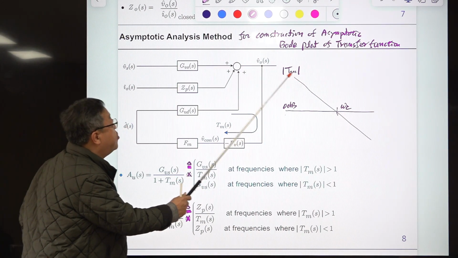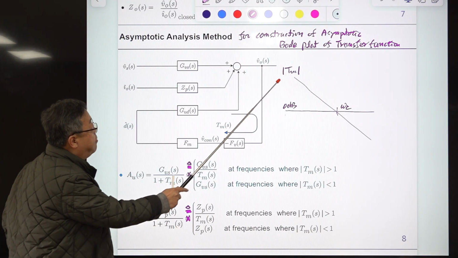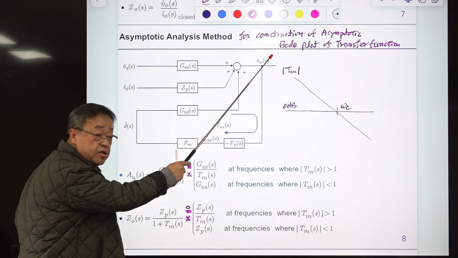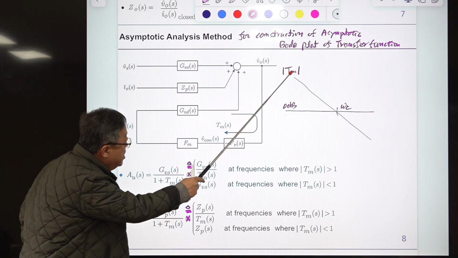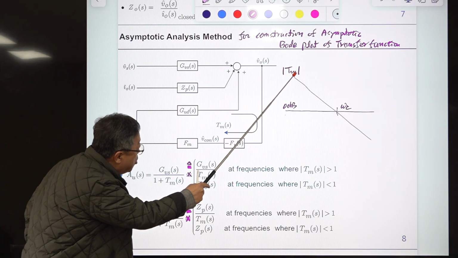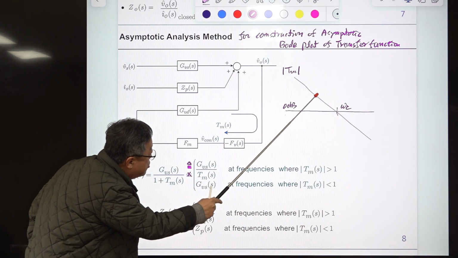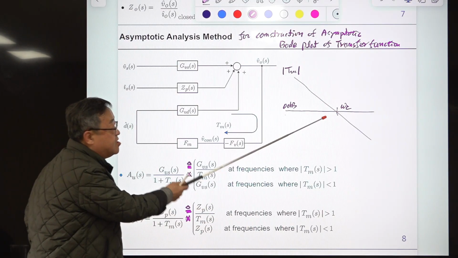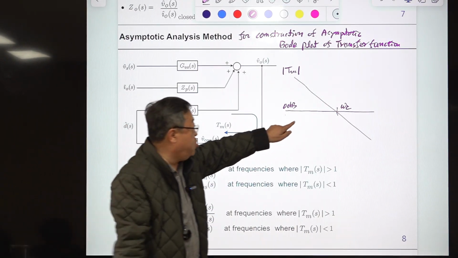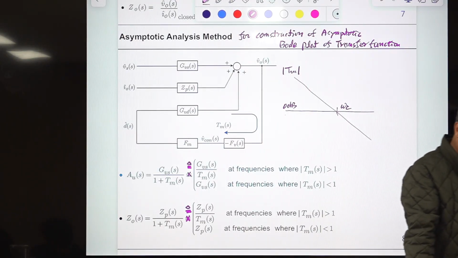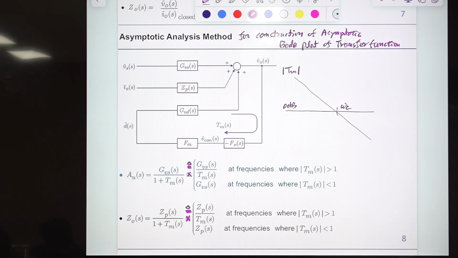Okay, so at low frequencies, the magnitude of the loop gain is very large. It decreases monotonically, it decreases gradually, and it passes this 0 dB line. This 0 dB crossing frequency, we denote it as omega c. Then after this frequency, it keeps on decreasing like this. Okay, this is the general shape of the loop gain.